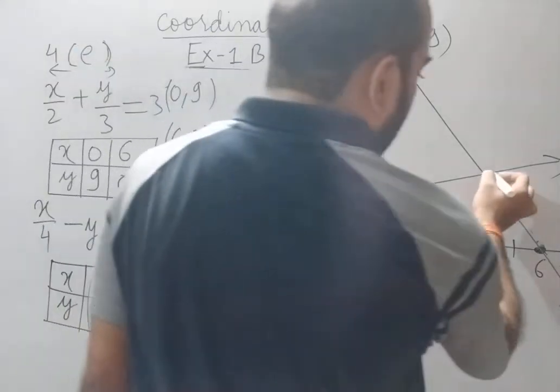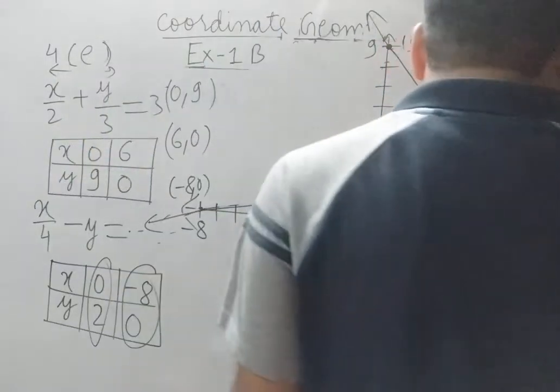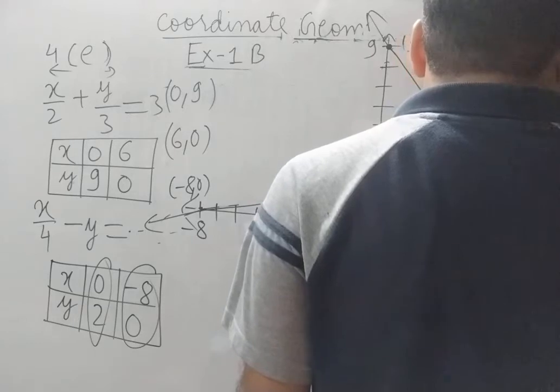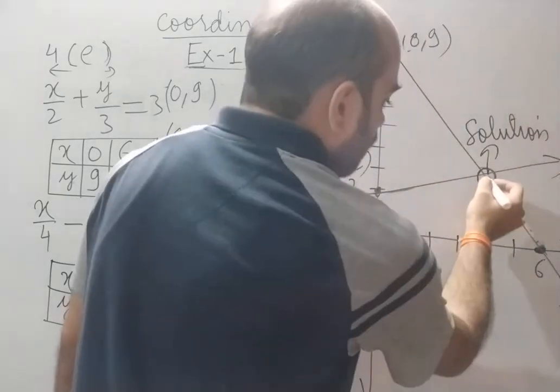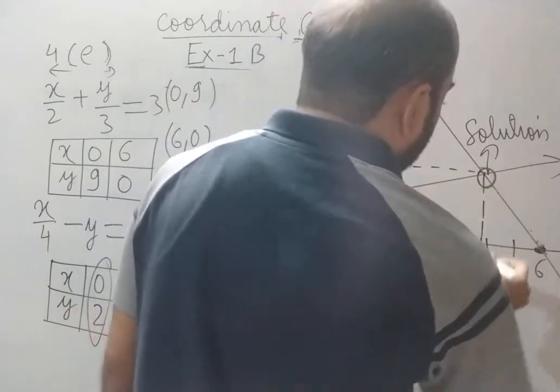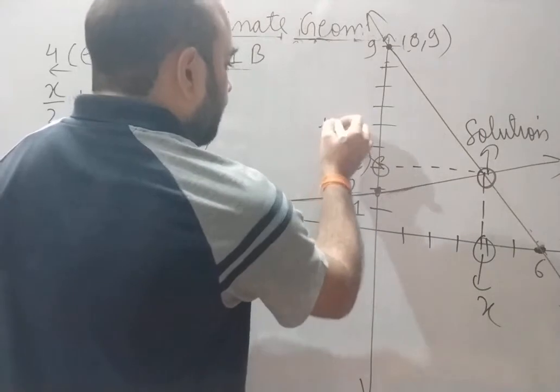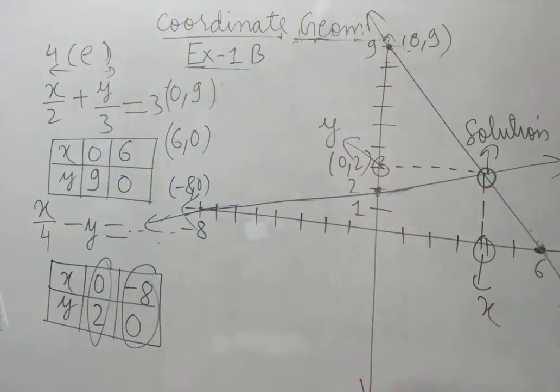Again, this is the point of intersection. How to obtain the solution? This will give only the solution, and the method is to draw a perpendicular on the x-axis and a perpendicular on the y-axis. This will give the x value and this will give the y value. That will be the solution.